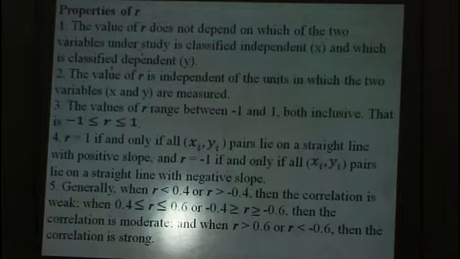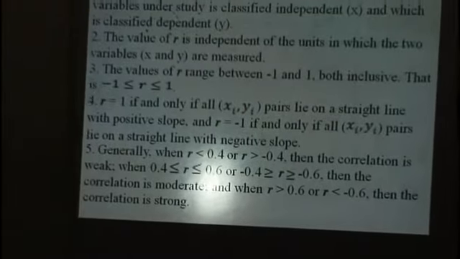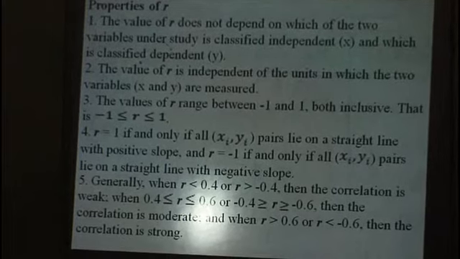Now let's move on to some of the basic properties of the Pearson's product movement correlation coefficient. That's R. Let's take the first point. The value of R does not depend on which of the two variables under study is dependent or independent.